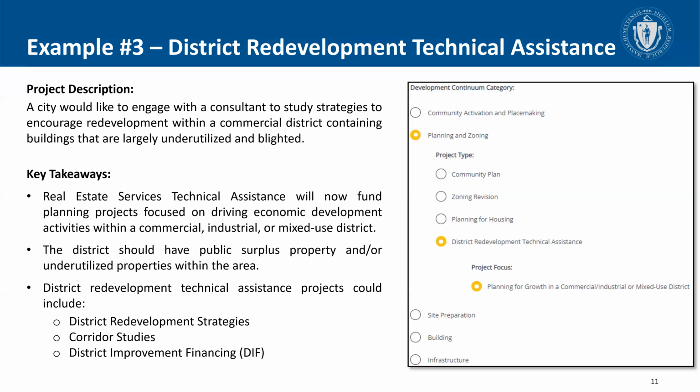District redevelopment technical assistance is a new project type within the planning and zoning category. These projects are primarily funded by the Real Estate Services Technical Assistance Program, and they support planning projects that are focused on driving economic development activities in commercial, industrial, and mixed-use districts. Examples of some of the planning activities include planning for district redevelopment, conducting corridor studies, or even preparing for district improvement financing. The project area should include underutilized properties and/or municipally surplus properties for the application to be competitive.